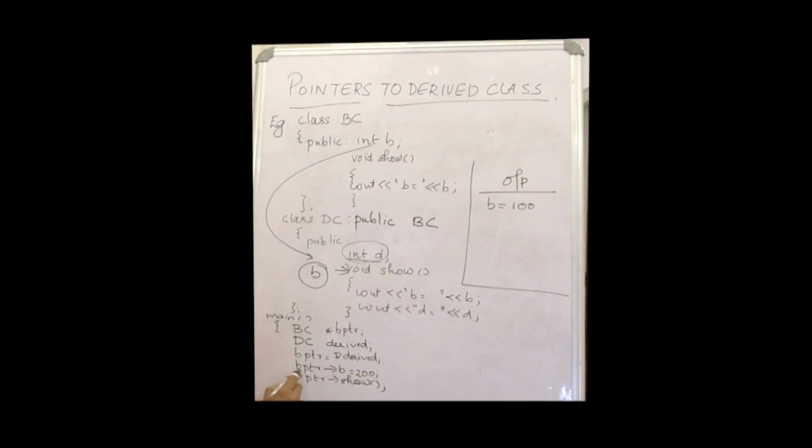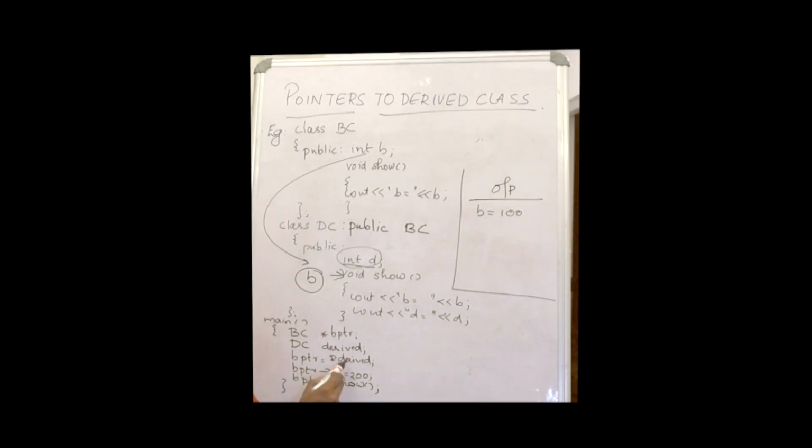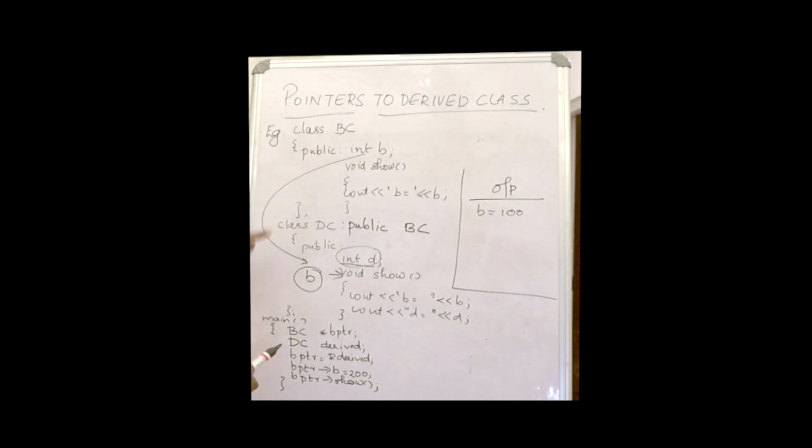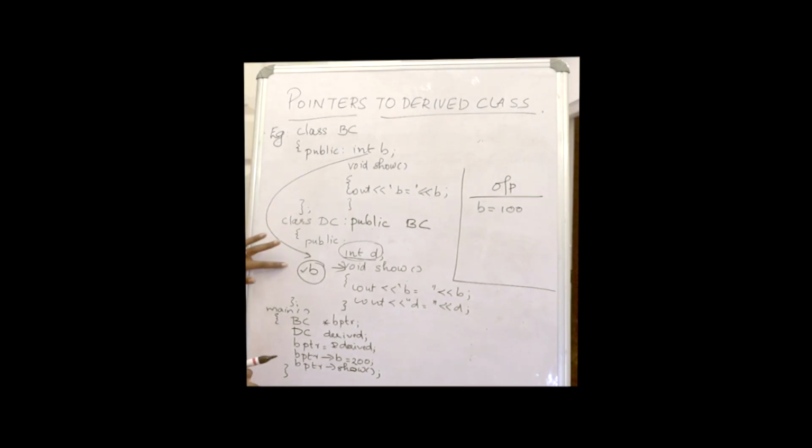Now we are assigning BPTR arrow B equal to 200. Okay, so BPTR contains address of derived class object. Derived class now contains B. How? Because there is inheritance. DC class is publicly inheriting from BC. So B is inherited to DC and B is now available in DC. So through inheritance, B, the data member of BC class, is now available in DC class. So though BPTR contains address of derived object, we can access B using BPTR pointer.